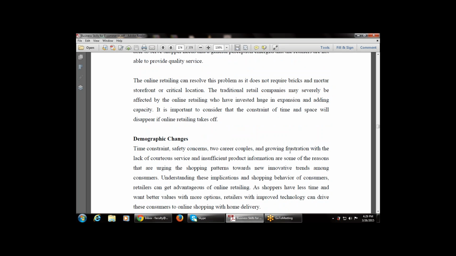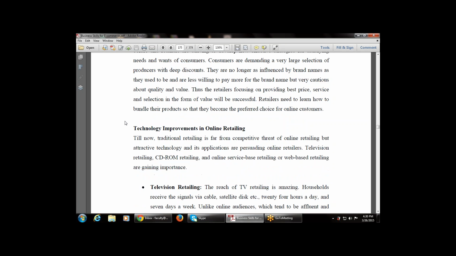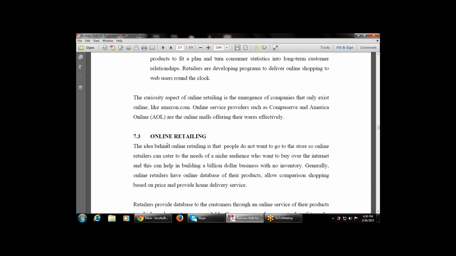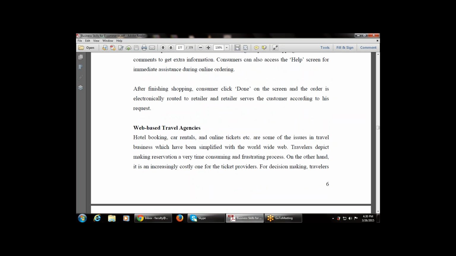Then if there are demographic changes, where people's concerns or opinions have changed, how do we adjust to the different demographic changes? Then consumer behavior: online retailing is also affected by consumer behavior. Then technology improvement in online retailing, that is how to use different technologies for online retailing, like television, CD-ROM, and online-based shopping. These are the various concepts of how to do online retailing.